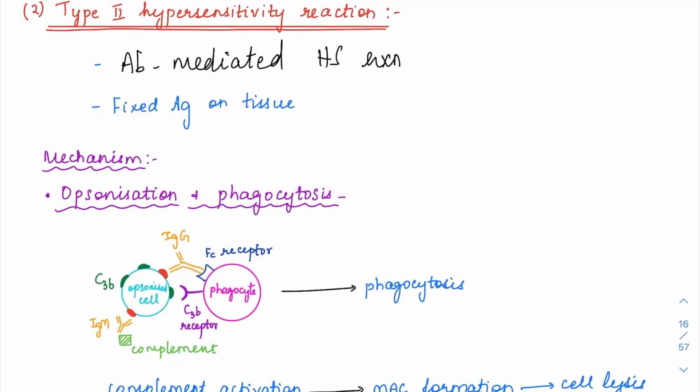While in type 3, the antigen is circulating in the blood somewhere, and against this antigen the antibody has formed. This immune complex of antigen and antibody forms in the blood itself, and then deposits on some tissue. Okay, so this is the basic difference: fixed tissue for type 2, while circulating antigen for type 3.